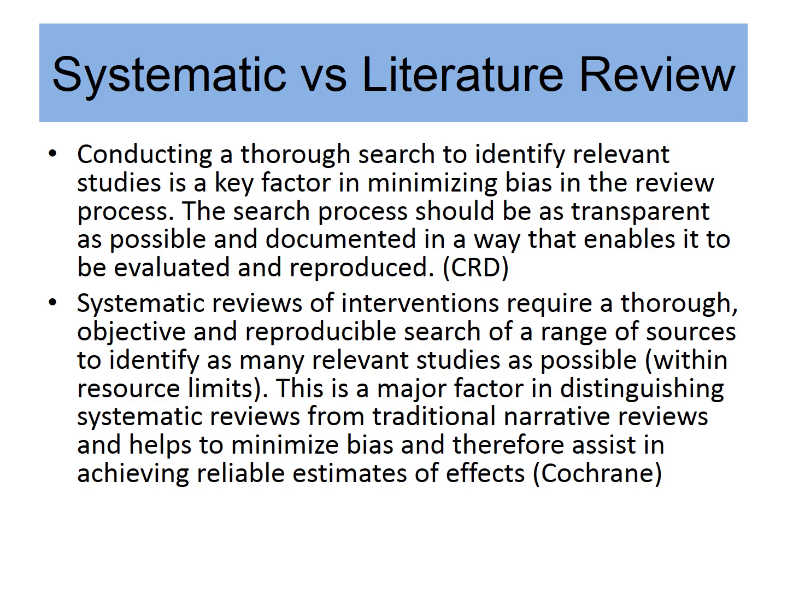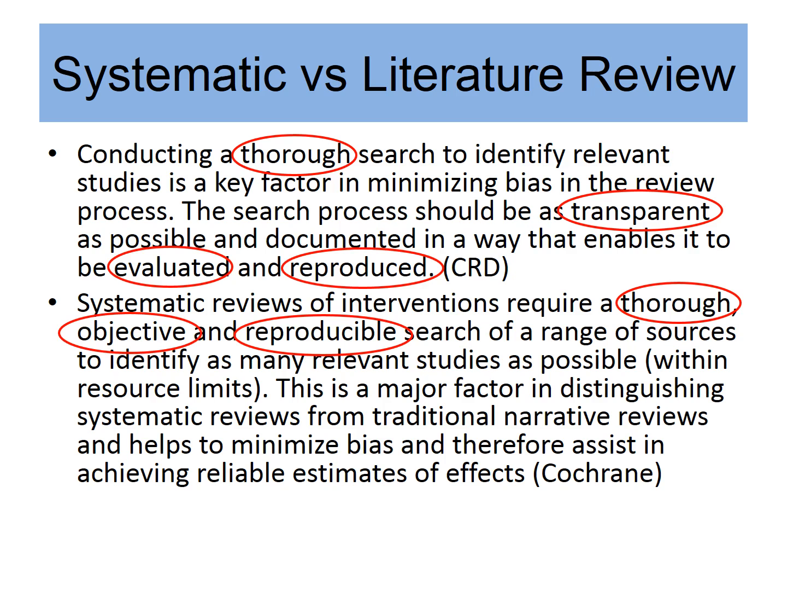If we look at a couple of the handbooks on systematic reviews, one is the Cochrane Handbook and the other is the Centre for Research and Dissemination CRD Handbook, we can see a bit more detail about searching. Firstly, the search has to be thorough. It should also be transparent, objective, and be able to be evaluated and reproduced. The Cochrane Handbook also recommends that a range of sources need to be searched. The reason for this is to help minimise bias within a systematic review.